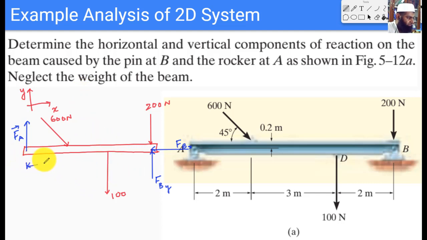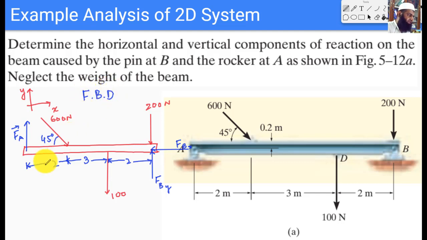We have to label all the dimensions on the free body diagram. This is 3, this is again 2, and this angle is 45 degrees. So this completes the free body diagram. So this is the free body diagram for our system.